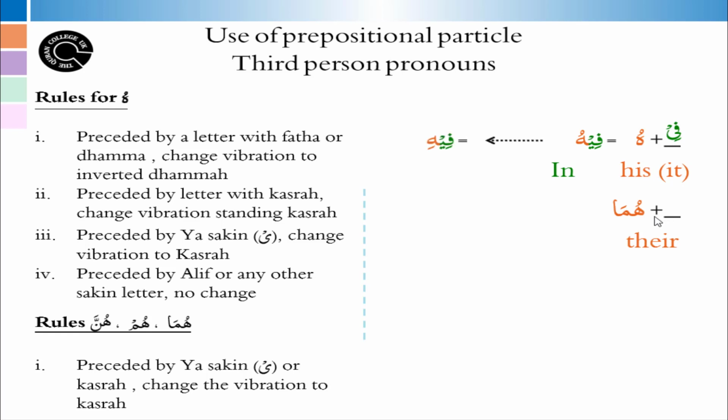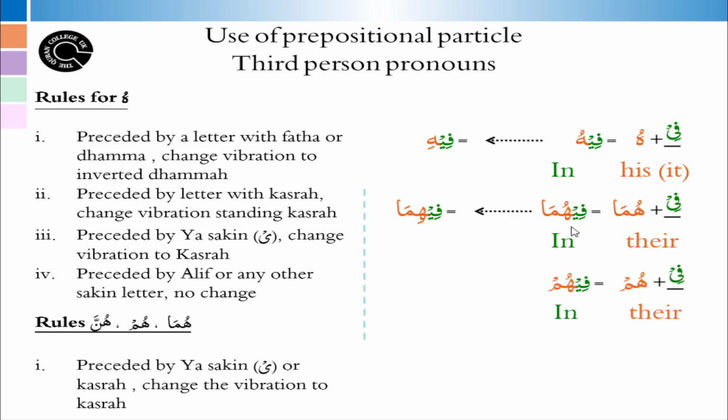The huma would also change because of the ya sakin over there, which would force huma to change to hima. So that word becomes fihima. And similarly, it will be used for hum, which becomes fihim. And finally, it applies on hunna, which will also change to fihinna.